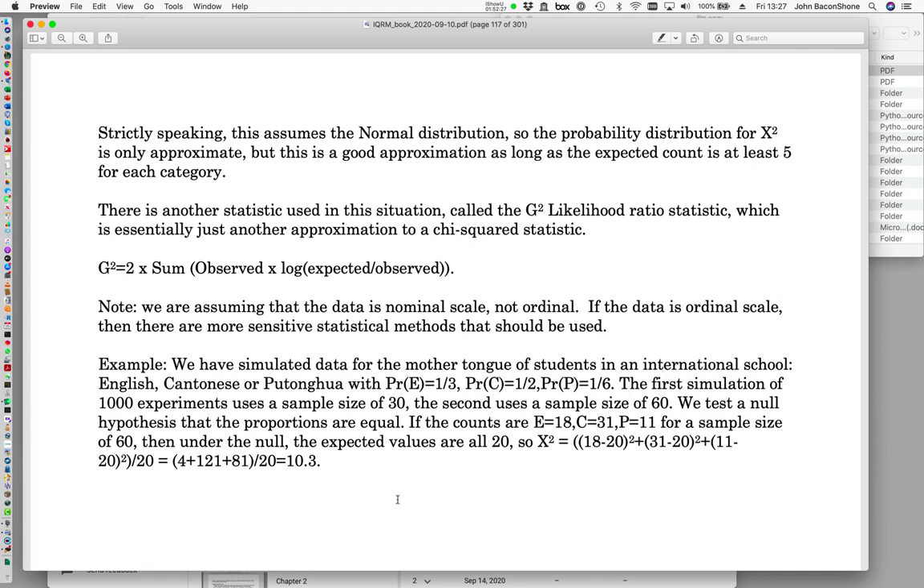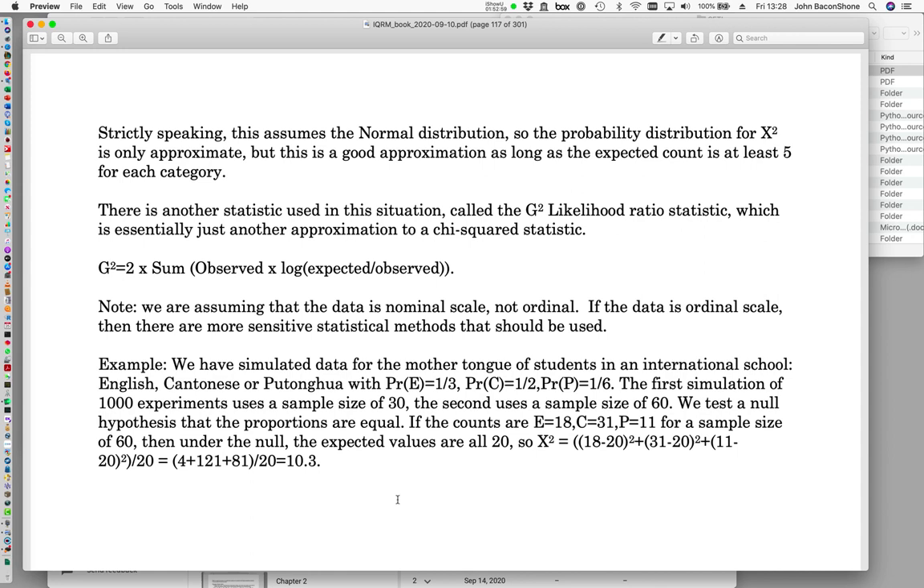If the data is ordinal, then there are more sensitive statistical methods that should be used. So if I ever get a statistical paper for review and the data is ordinal scale, and they use Pearson's or G-squared likelihood ratio statistic, I will normally send it back asking for a revision because there are better statistical methods which are more sensitive in testing the null hypothesis, okay? But we're assuming here that this is nominal scale data.